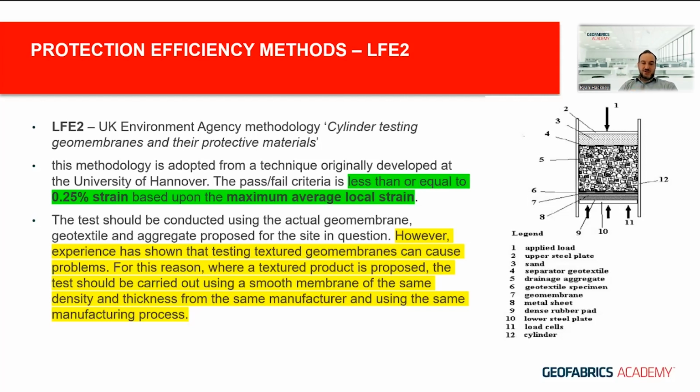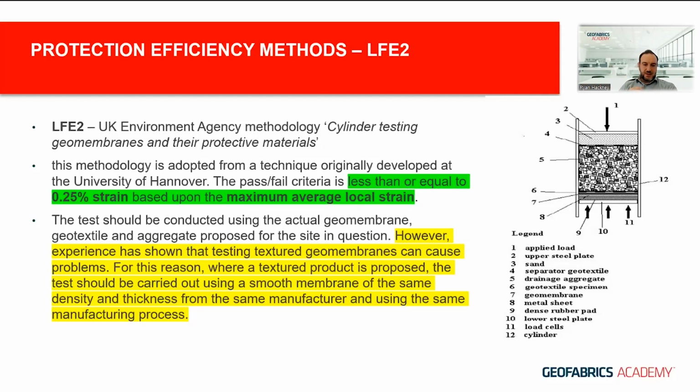The test should be conducted using the actual geomembrane that's going to be used on site, the geotextile, and the aggregate proposed. That's quite an important aspect. When we do these performance tests, we need to be testing with the site-specific materials. There's no point using any old geomembrane or geotextile with a certain mass or an aggregate you get from the local hardware store. It has to be the materials that you're going to use on site and that are specified.